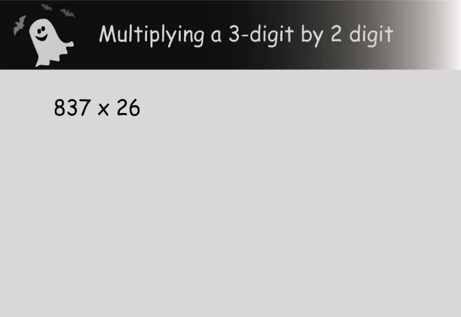If we're multiplying a 3-digit by 2-digit, it's the same process. 837 times 26. We're going to start with the ones place first. 6 times 7 is 42. Remember, we put the 4 above the tens place because 42 has 4 tens. And then 6 times 3 is 18. But remember, that it's not really a 3, it's a 30.